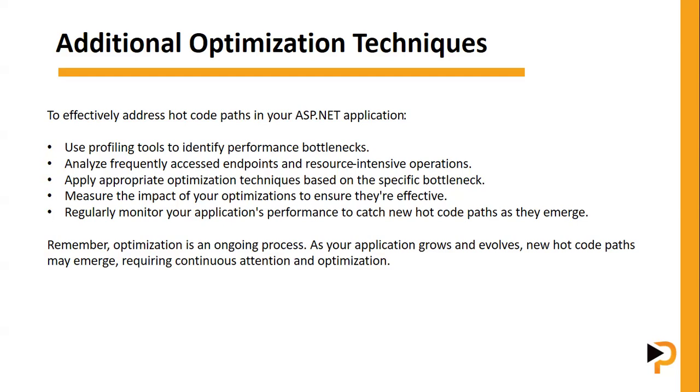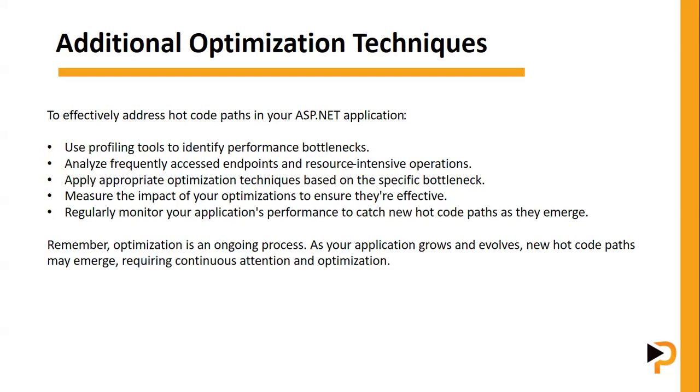So remember, optimization is an ongoing process. It's not like once you have done it, it's perfectly all right, and every time you don't need to touch the code. As I suggested, review your code on a periodic basis. It's an ongoing process. So as your application grows and evolves, new hot code paths will emerge, and you require continuous attention and optimization for it.